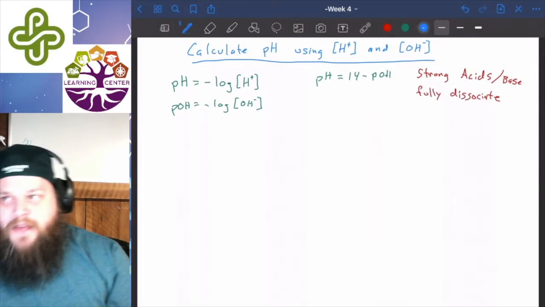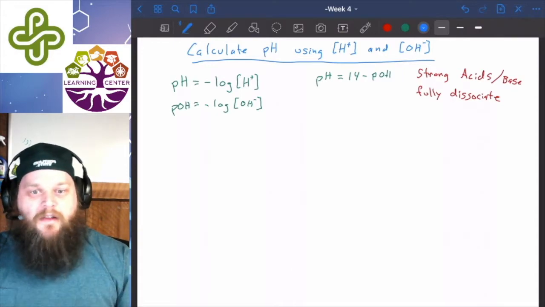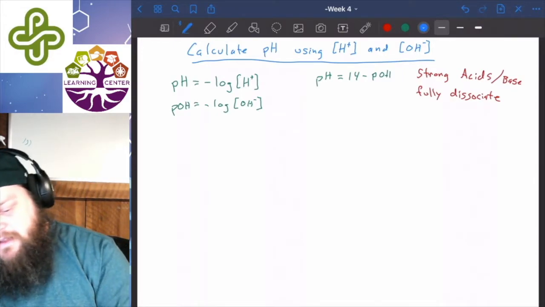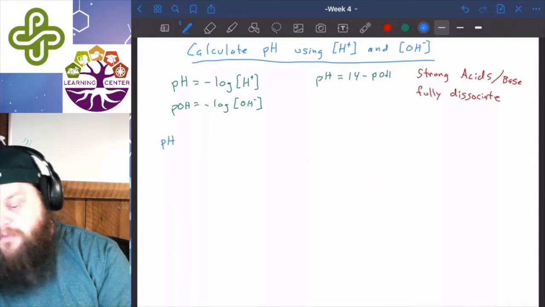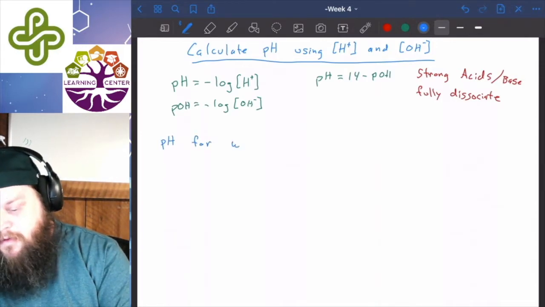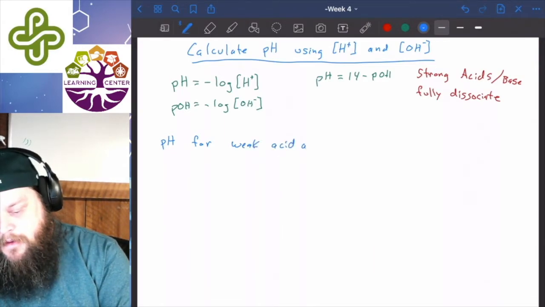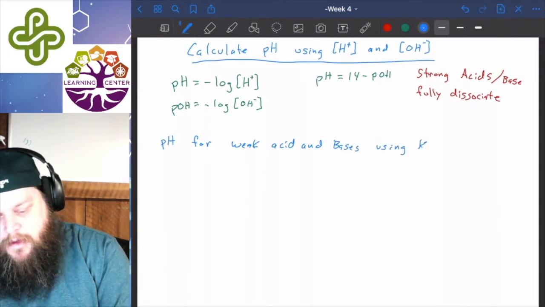But when we have weak acids or weak bases, things get a little bit more tricky, and that's where we get this idea of Ka values and Kb values. So, pH for a weak acid and bases using Ka or Kb.